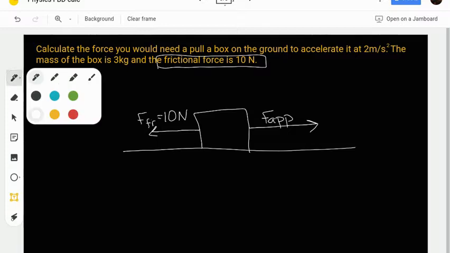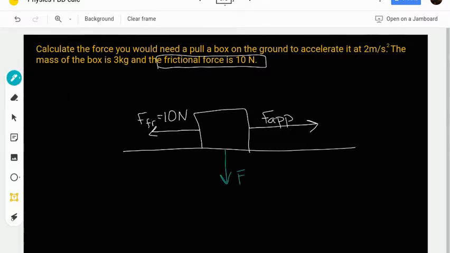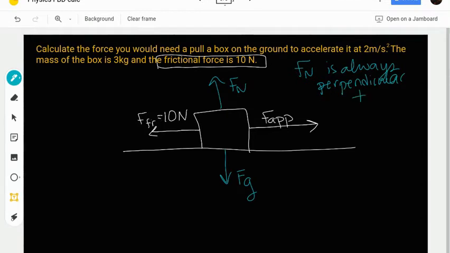Because it's being pulled on the ground, I also have my force of gravity, and I have my normal force. Remember that your normal force is always perpendicular to the surface. All right, so that should be your free body diagram.